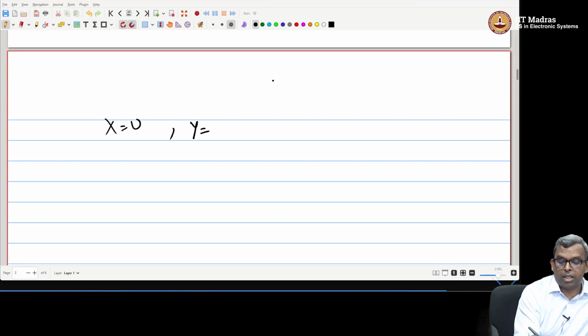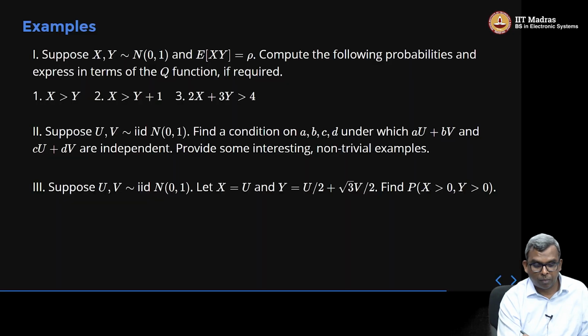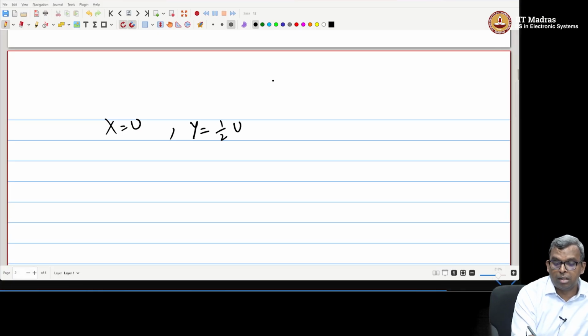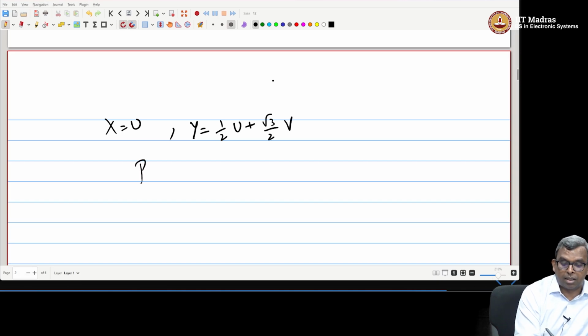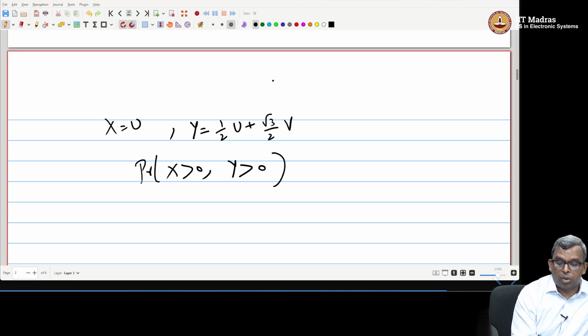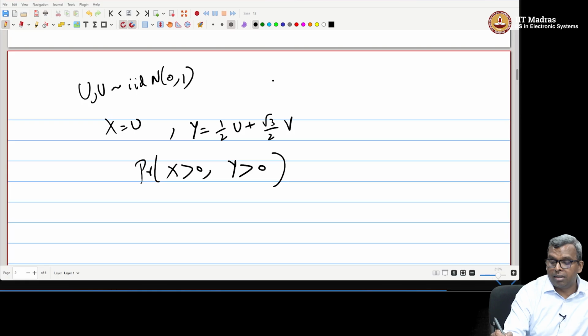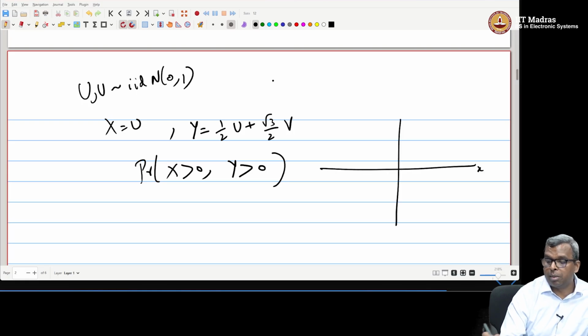X is U and Y is, so you can see rho is half, right. So, rho has been picked as half, and then root 3 by 2 is root of 1 minus rho squared V, and then the question asks the probability that X is greater than 0, Y is greater than 0. So, remember U, V are IID normal 0, 1. Okay. So, this question in the XY plane asks you to find this area.